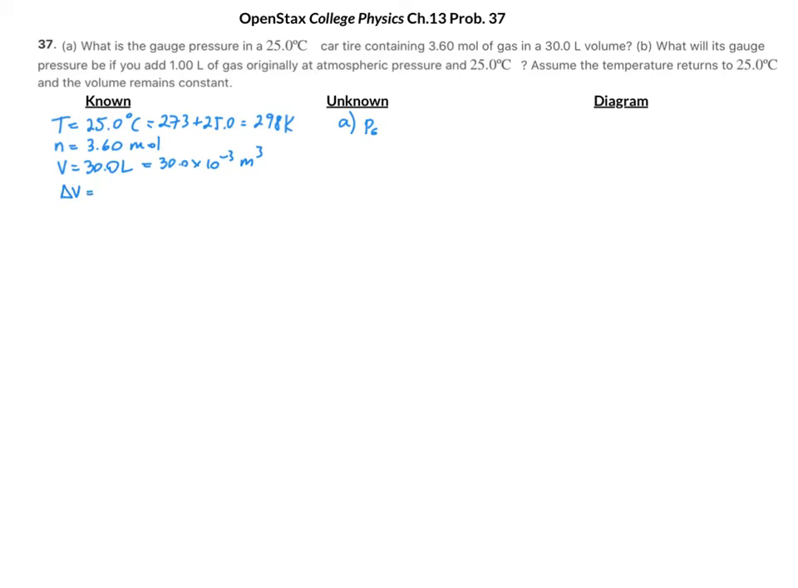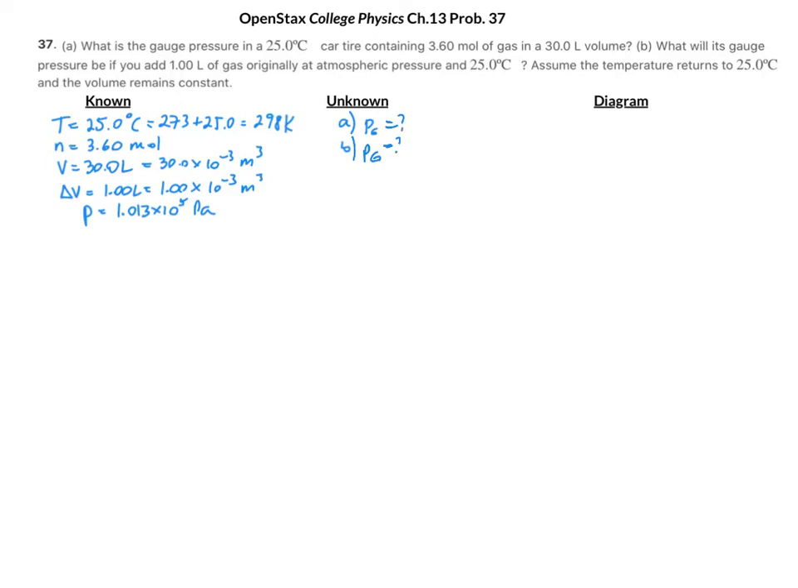And then we know that for part B, we are adding, I'm going to call it a delta V of 1.00 liters. So that is 1.00 times 10 to the negative 3 cubic meters at atmospheric pressure. So P is 1.013 times 10 to the 5th pascals and 25 degrees Celsius. So we're looking for the new gauge pressure. So for part B, we want another gauge pressure when we've added some gas to the tire.